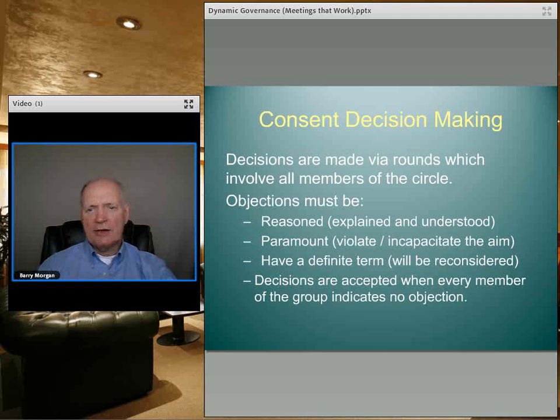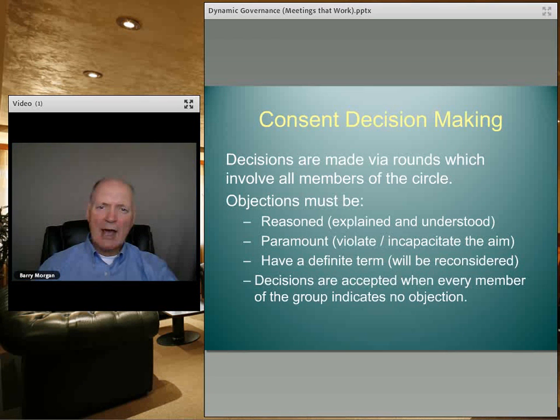Now, the individual below, although they have responsibility to object when they have an objection, their objections have to be reasoned. That is, they have to be explained and understood by the other members of the circle. And also, any objection that they have must be paramount, and that means that it must be able to be shown to either violate or incapacitate the aim of the circle in which the proposal is being made.